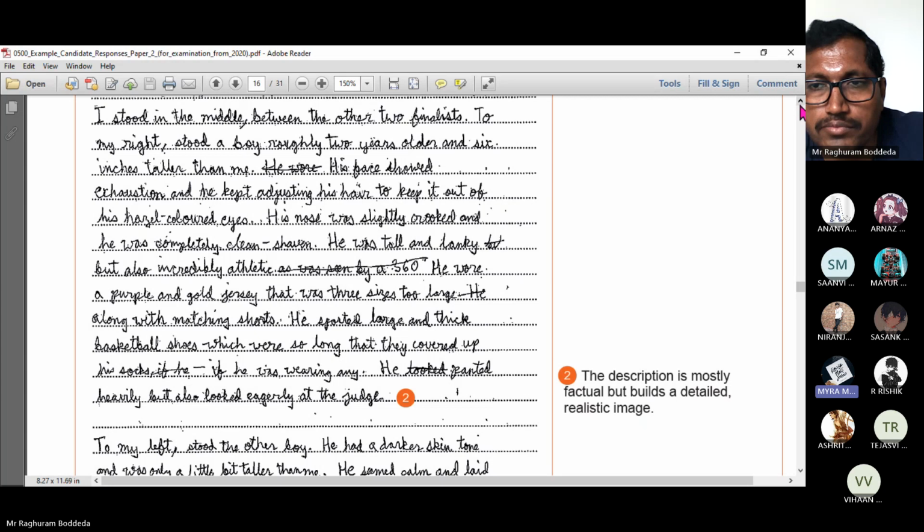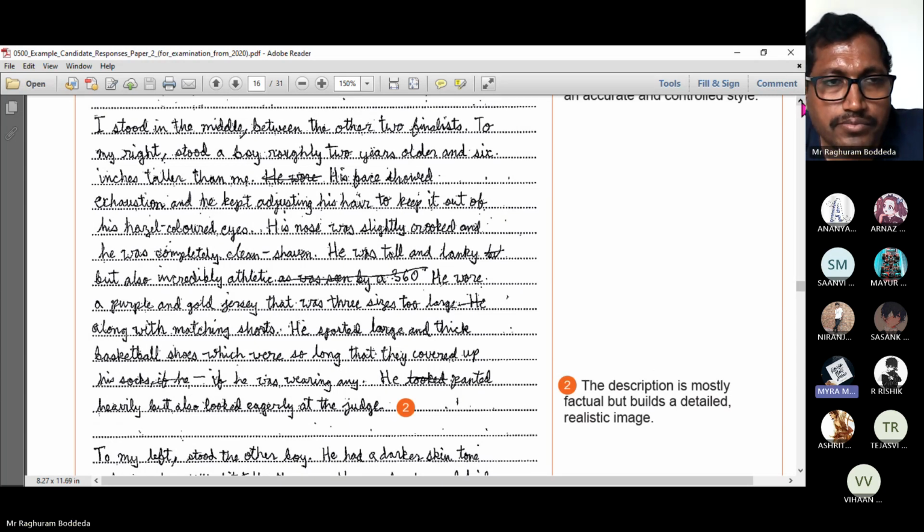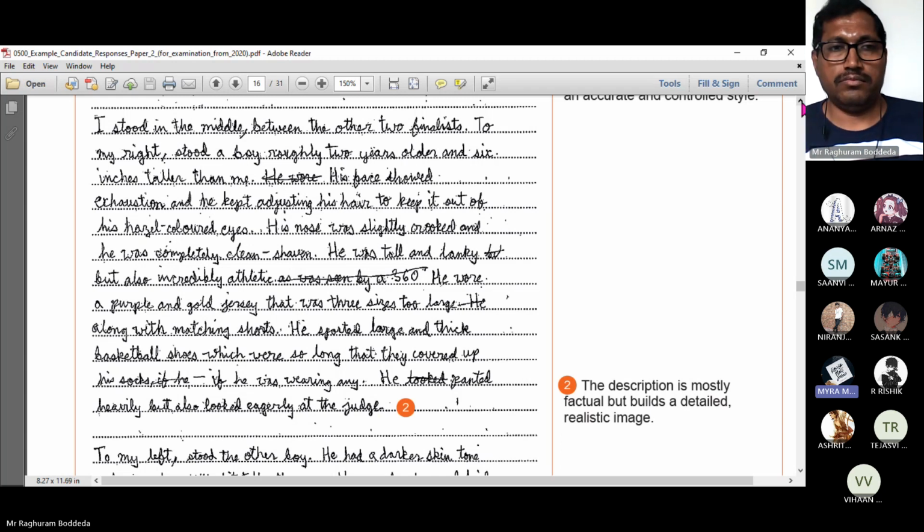Okay, so from I stood, right? Yeah, exactly. I stood in the middle between the other two finalists. To my right stood a boy roughly 2 years older and 6 inches taller than me. His face showed exhaustion, and he kept adjusting his hair to keep it out of his hazel colored eyes. His nose was slightly crooked, and he was completely clean shaven. He was tall and lanky, but also incredibly athletic.